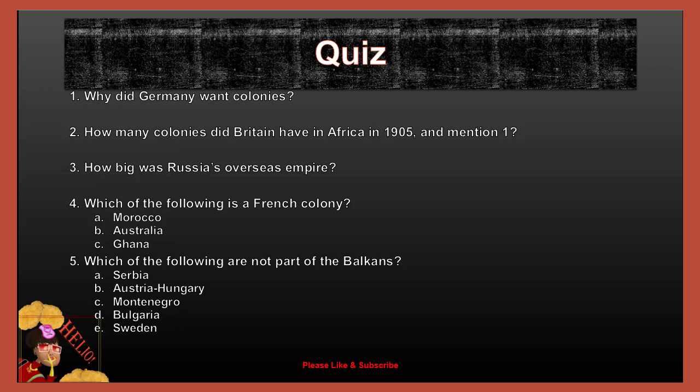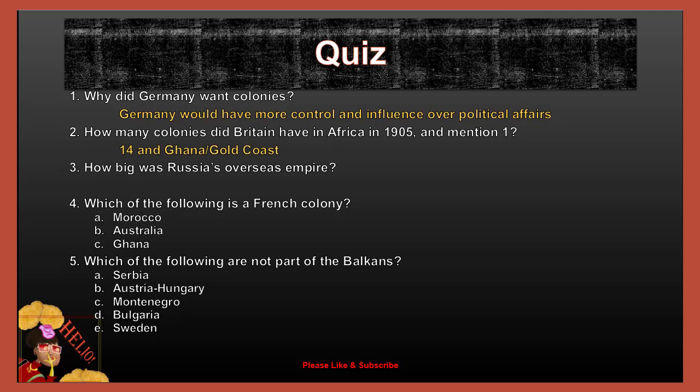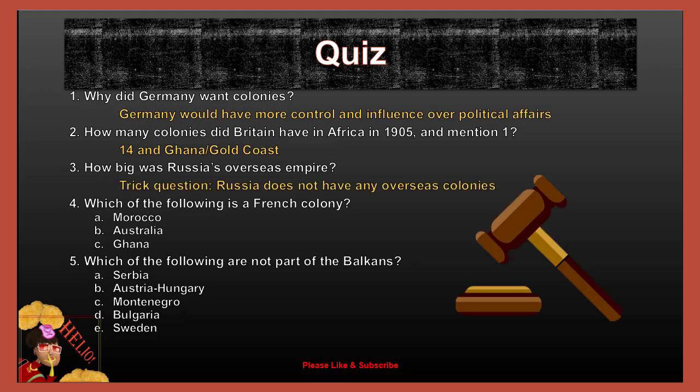So answers to the quiz. Why did Germany want colonies? Germany would have more control and influence over political affairs. That's just one reason. Of course you can say the others, but that's up to you. How many colonies did Britain have in Africa in 1905? Mention one. Britain had 14 colonies in Africa, and Ghana/Gold Coast was a part of them. How big was Russia's overseas empire? Trick question! Russia does not have any overseas colonies.